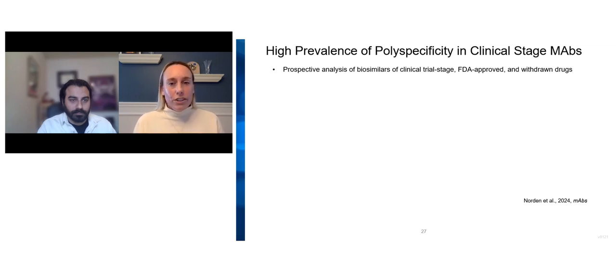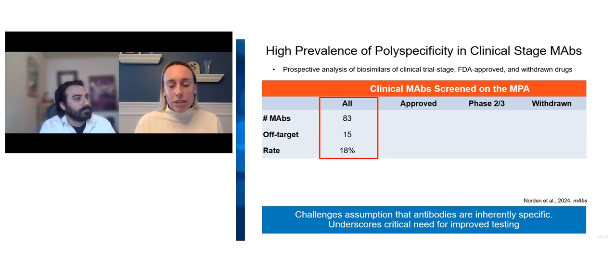And then we were also very curious about clinical stage antibodies. So antibodies going into people, is there still off-target binding present in these antibodies? So here we performed a prospective analysis. We produced biosimilars of clinical trial stage, FDA approved and withdrawn antibody drugs, and then also screened them on our MPA platform. We screened a total of 83 biosimilars that we produced. And still here we found off-target binding in 15 of these molecules, which comes to an off-target rate of 18%.